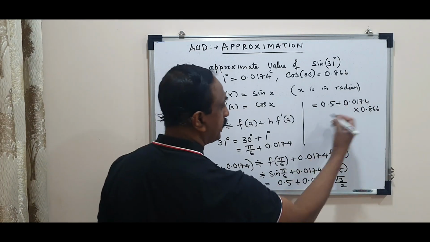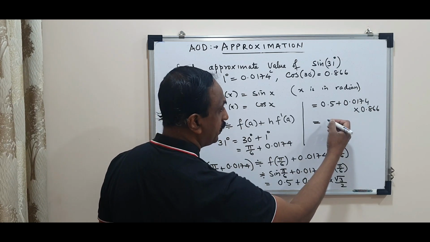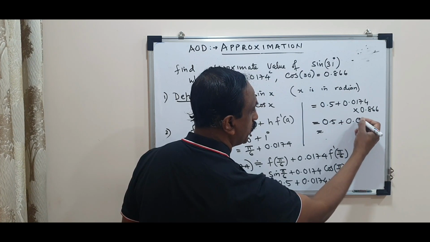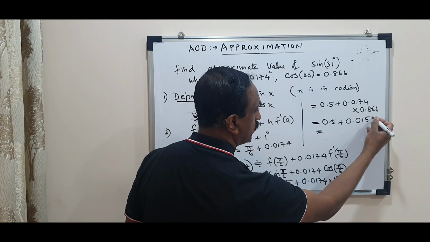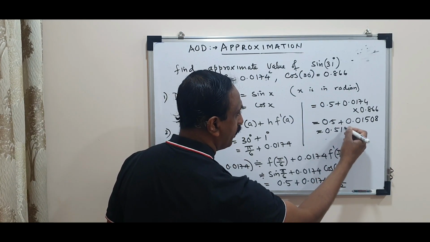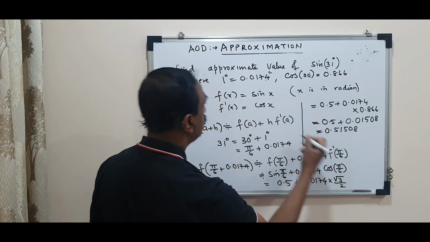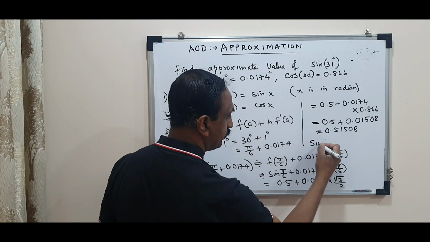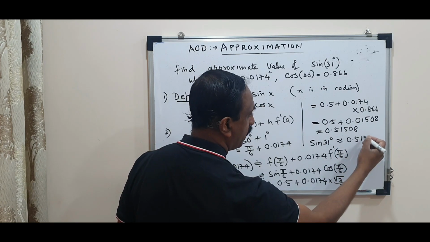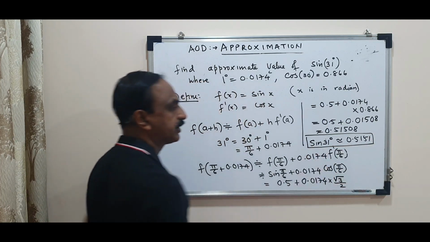Now you need to multiply this and write the approximate value. The approximate value will be 0.5 plus this calculation, which is approximately 0.01508. That gives you 0.51508. So I can say sine 31 degrees is approximately 0.5151. This is my approximate answer.